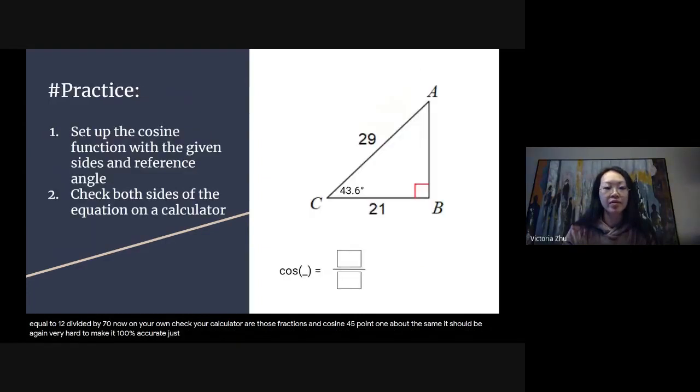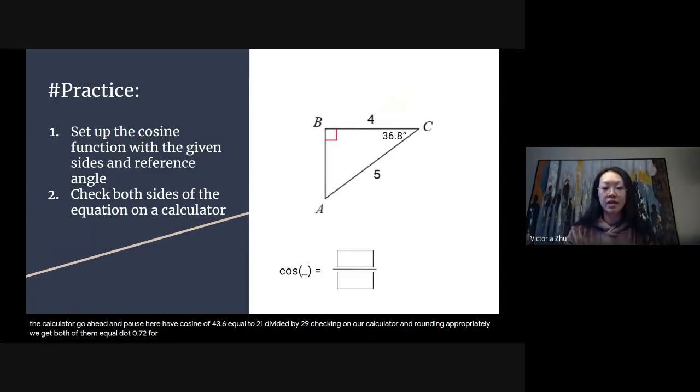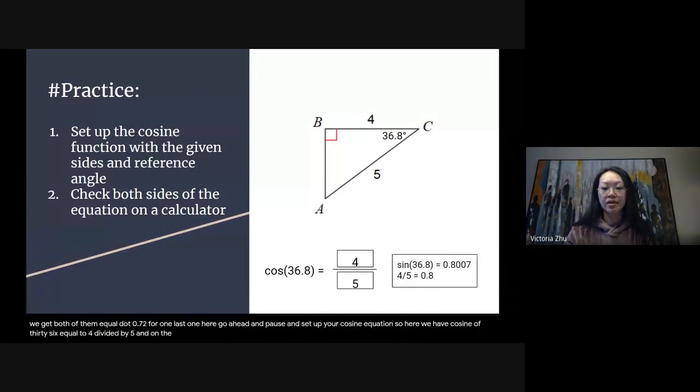Take a quick practice here, just like we did for tangent and sine. Let's set up our cosine of the sides given and check on the calculator. Go ahead and pause here. So you should have cosine of 43.6 equal to 21 divided by 29. Checking on our calculator and rounding appropriately, we get both of them equal about 0.724. One last one here. Go ahead and pause and set up your cosine equation. So here we have cosine of 36 equal to 4 divided by 5. And on the calculator, we see that they're very close.